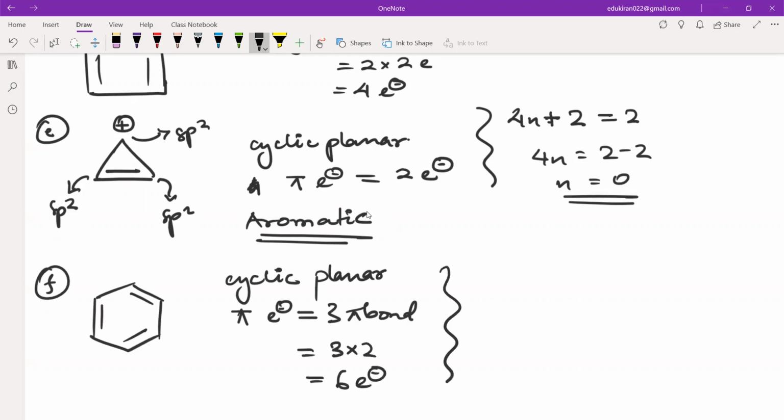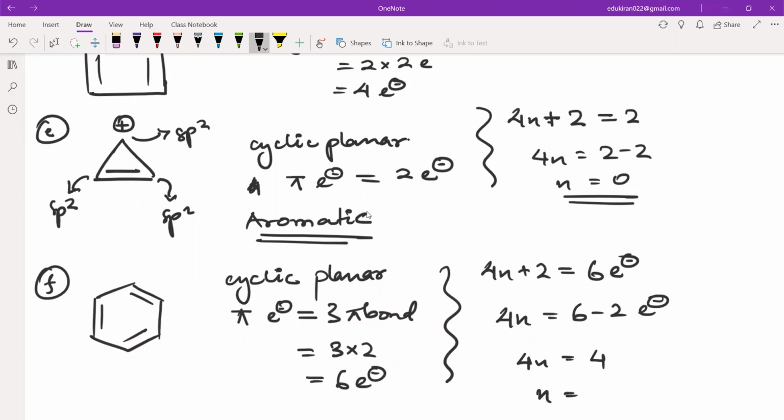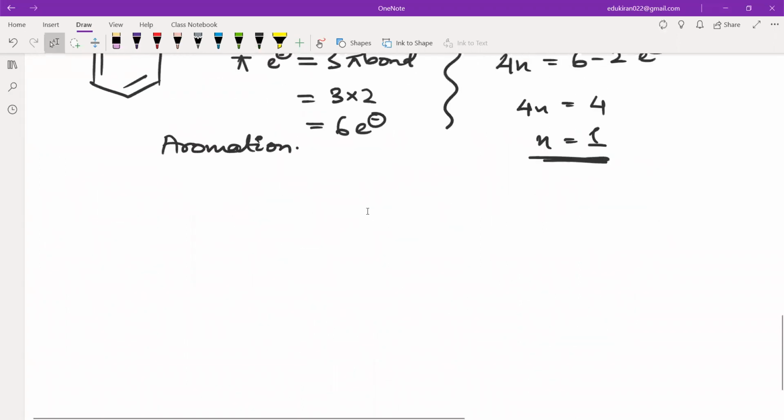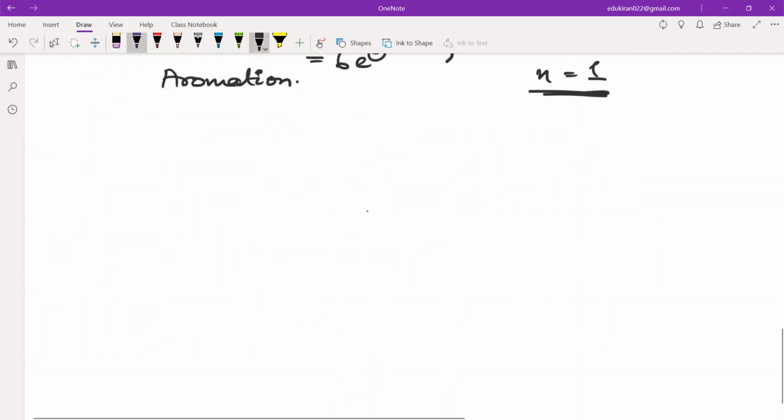Now we just need to check the Huckel rule, that is 4n plus 2, which is equal to 6 electrons. So 4n is equal to 6 minus 2, which is equal to 4. So n will be equal to 1. So we have got 1 as a whole number. That is why it is following the Huckel rule and it is aromatic. And this is also going to be aromatic.